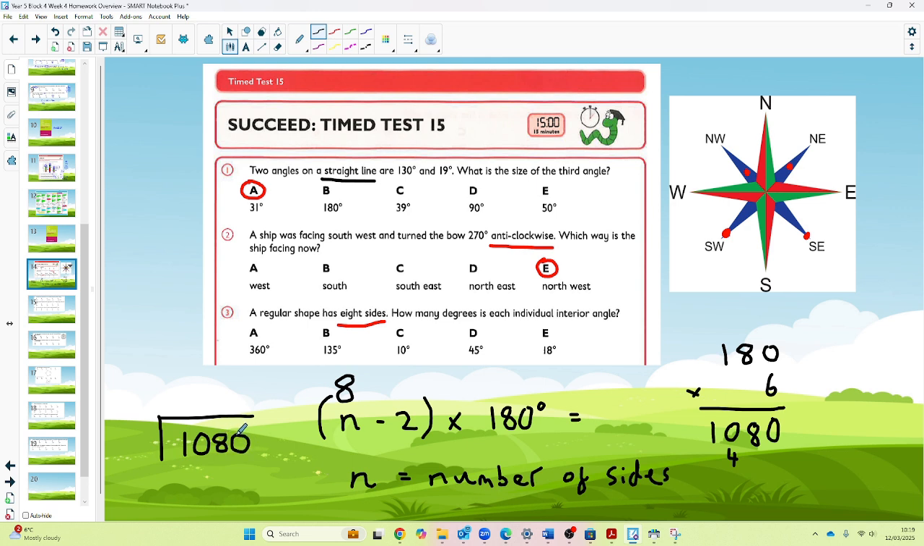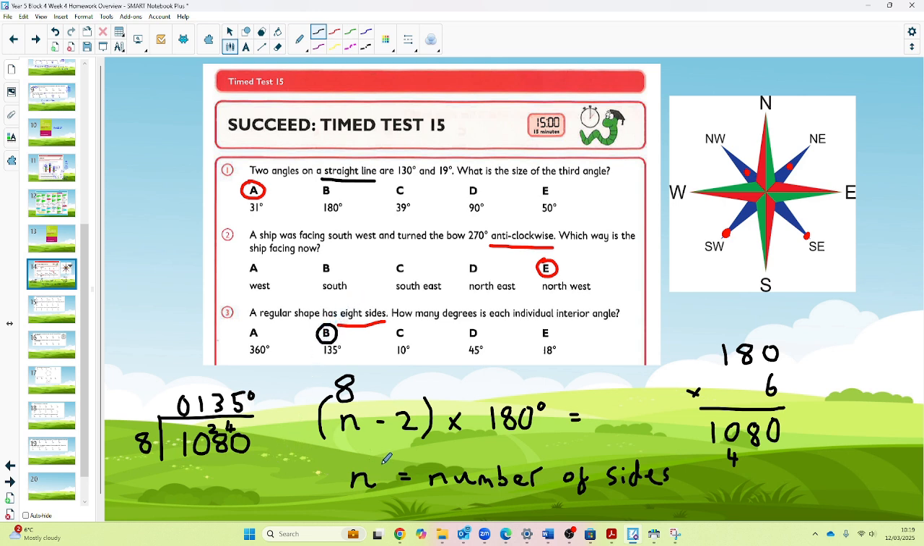So that's the total amount of degrees. And then if we divide that by 8, because remember we're trying to work out one individual angle, we're going to do 8 into 1 doesn't go, 8 into 10 goes once, remainder 2, 8 into 28 goes 3, remainder 4, 8 into 40 goes 5. So one interior angle is 135 degrees.